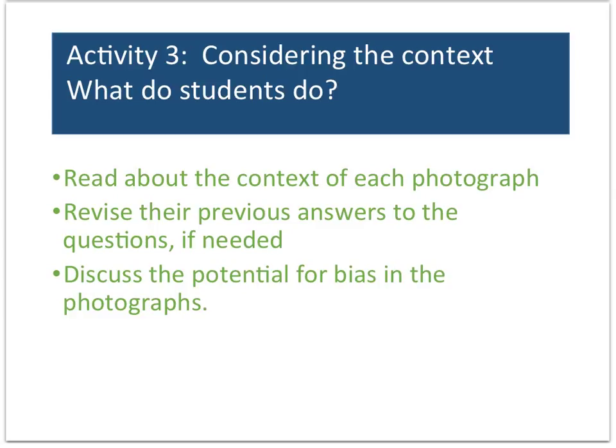In activity 3, students are reading something about the context of each photograph. And they can, after they read the context, then revise their previous answers to the questions if needed. In other words, the contextual information is going to be filling in their background information if they don't know it, and might be giving a particular perspective on each of the photographs. So you want to discuss the potential for bias in the photographs, and also for potential bias in the actual contextual information, because they come from different sources.